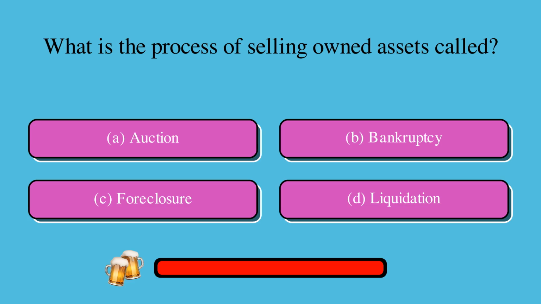What is the process of selling owned assets called? Is it A, auction, B, bankruptcy, C, foreclosure, or D, liquidation? The correct answer is D, liquidation.